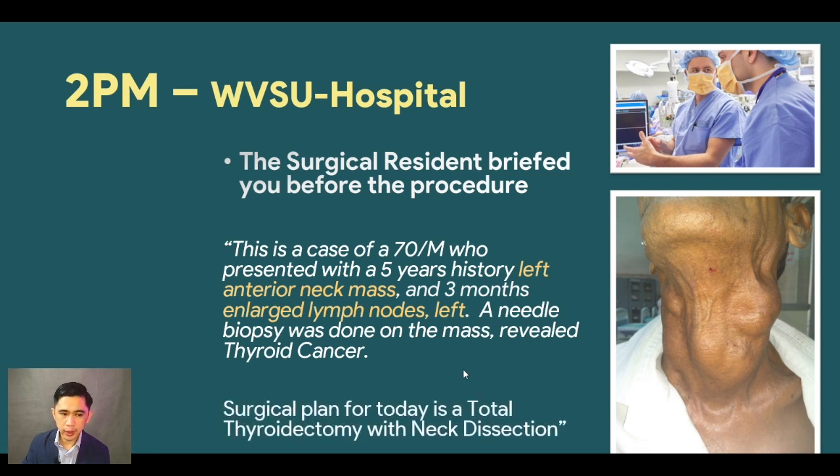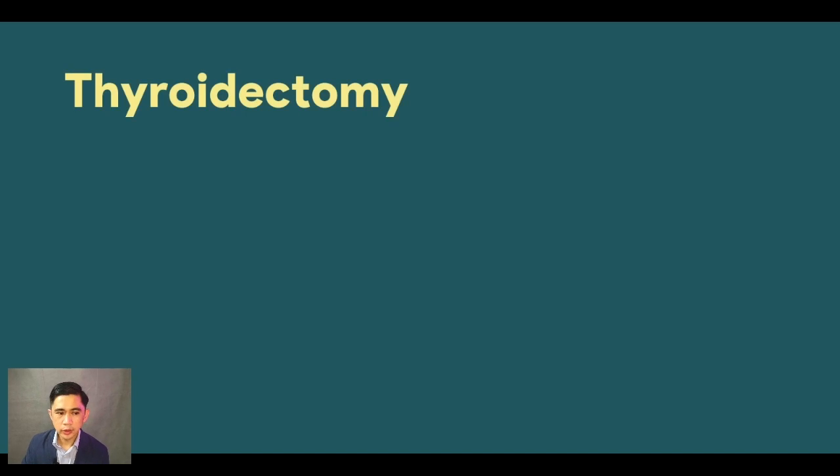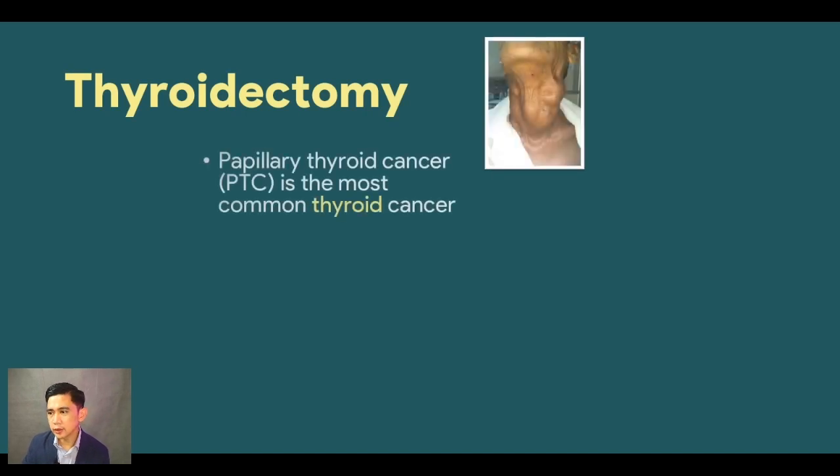So the surgical plan for this patient is a total thyroidectomy, which means we have to remove the thyroid totally, and also the neck mass, which is in the form of a procedure called neck dissection. Okay, so what is thyroidectomy? So thyroidectomy is a procedure wherein we have to remove the thyroid because of cancer.